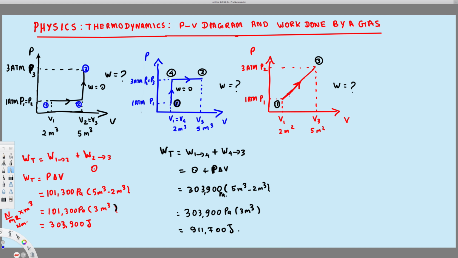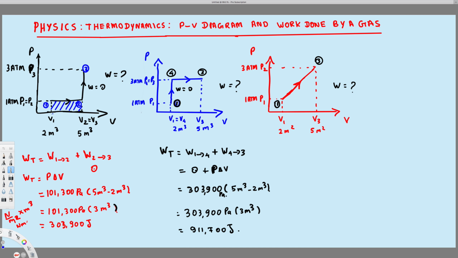In the third graph, we have this line right here. So here we don't have a straight line, or we don't have any vertical line. So we can't really use these equations, but we can find out from another concept that whenever we have a PV diagram, any area underneath the diagram gives you the work.